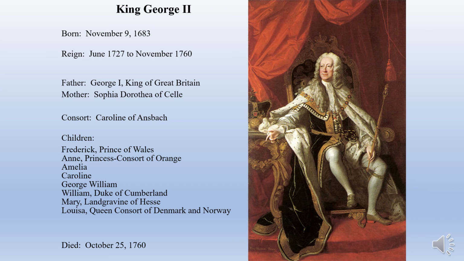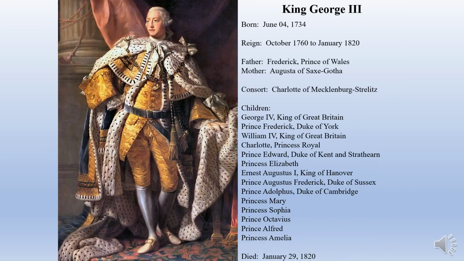Caroline and George have quite the marriage. You can see that they have 8 children. But what's funny about them is they hated each other. They did not like each other at all. And eventually he actually has his wife essentially just banished at a certain point. He just had it with her, and so they do not have the fondest of marriages. But George II will die in 1760 and be replaced by his grandson.